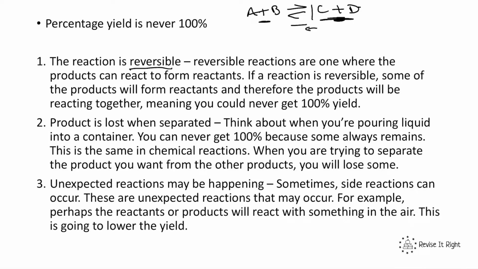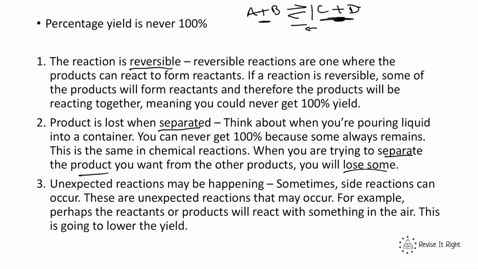Now, another reason is if the product is lost when separated. So think about when you're pouring a liquid into a container, or think about when you're pouring milk into your cereal. You can never get 100% because some always remains. So some milk will always remain in the bottle, however hard you try. And this is the same in chemical reactions. When you're trying to separate the product you want from the other products, you will lose some.